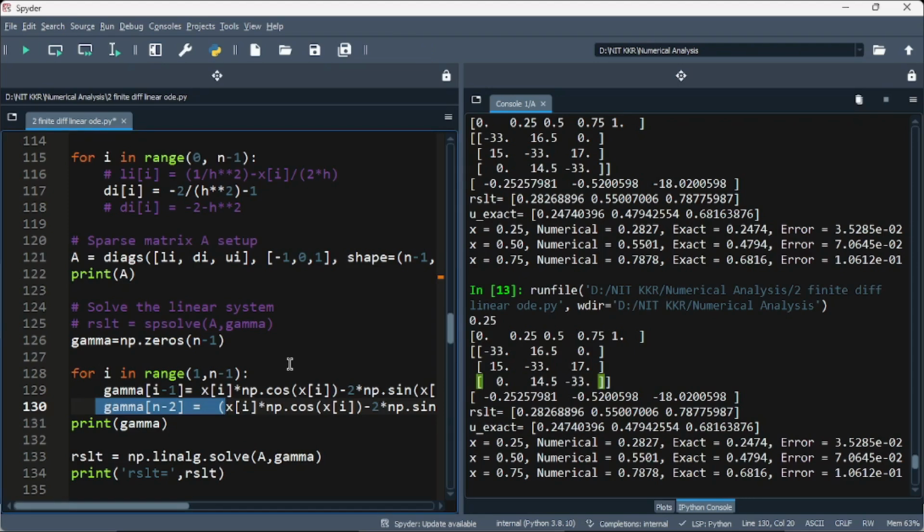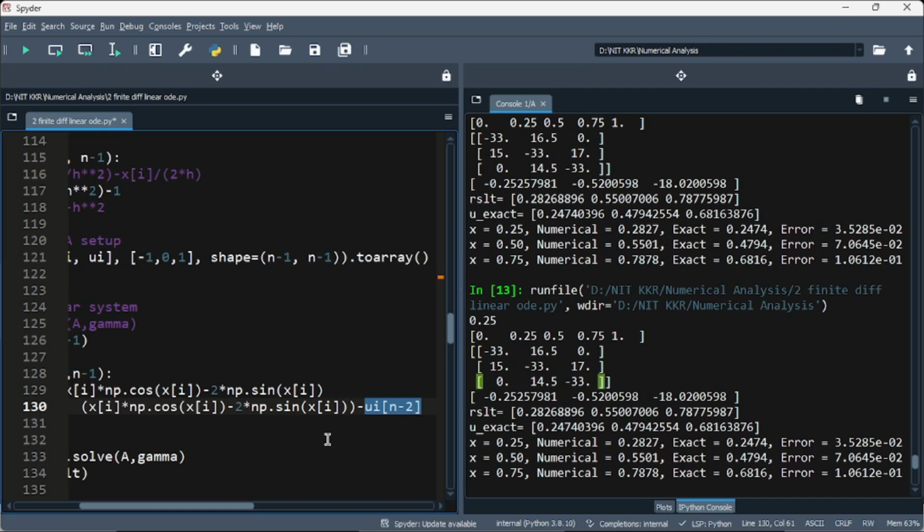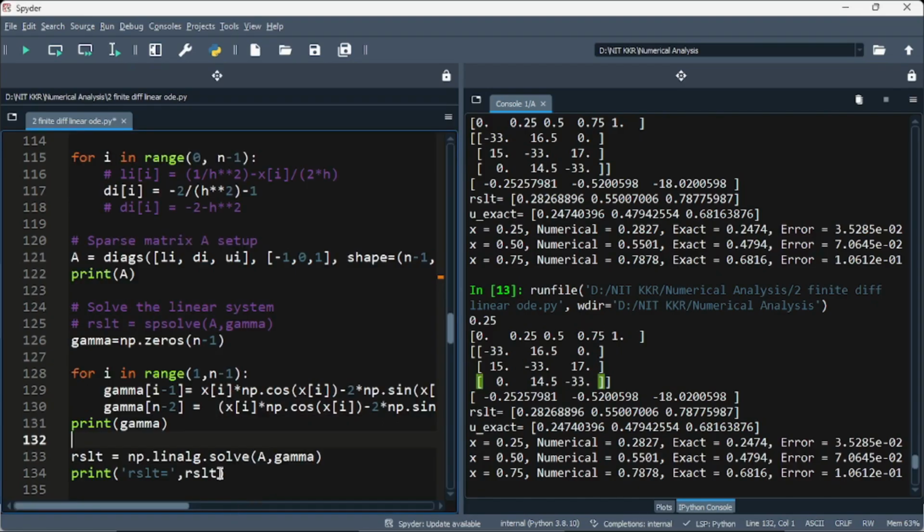So we have changed the last value, n minus 2, the last index, with this. You can see here all the system, all these values are same, but we have subtracted this ui n minus 2. What is ui n minus 2? Ui is the upper diagonal. Upper diagonal means this is u0, this is u1 and this is u2. u2 is nothing but ui n minus 2. n is 4, then you can see it is 2. So it is upper diagonal. The last value of the upper diagonal we will subtract within this.